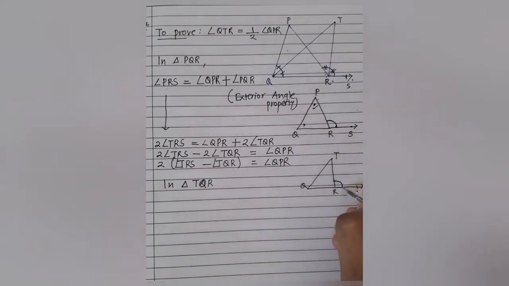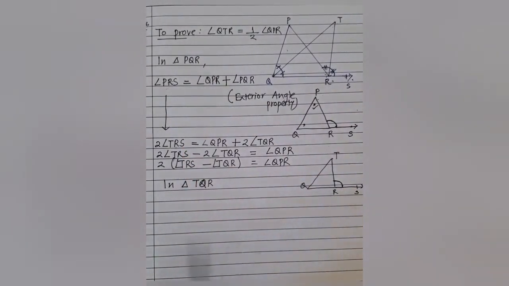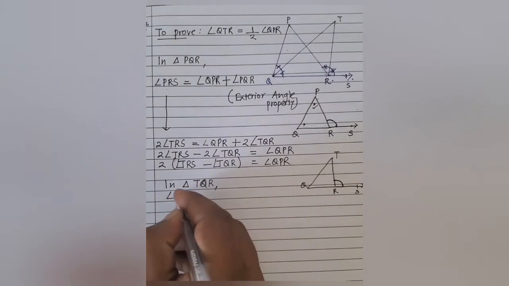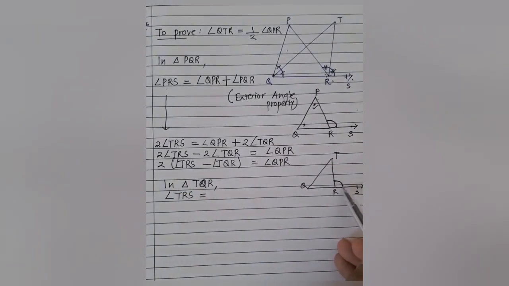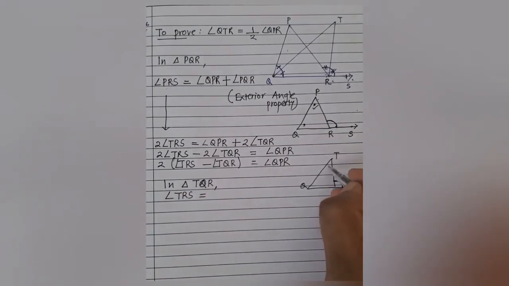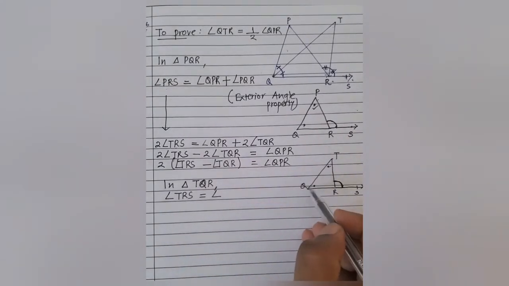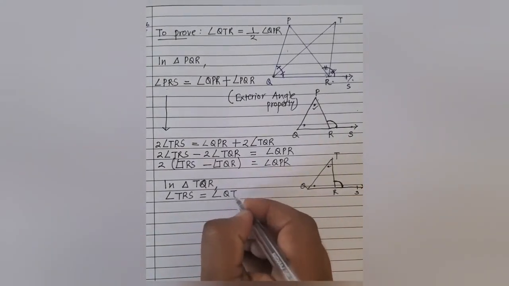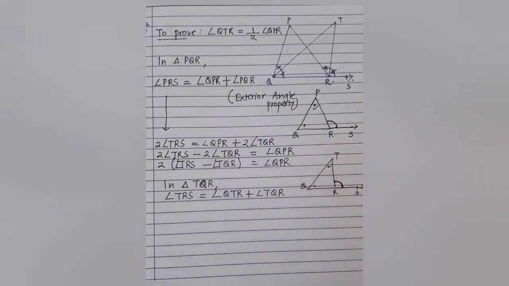Okay, we'll proceed the same way as we did for triangle PQR. So for this triangle, I will write angle TRS is equal to angle... So this exterior angle will be equal to the sum of the 2 opposite interior angles. That is, angle TRS will be equal to this angle plus this one. So let me name them: QTR plus TQR. I hope this is clear.